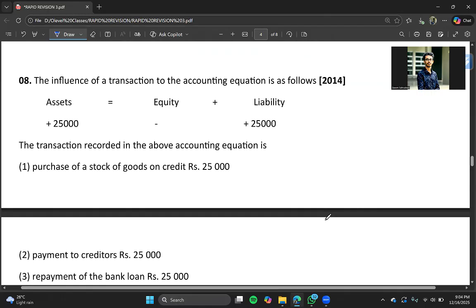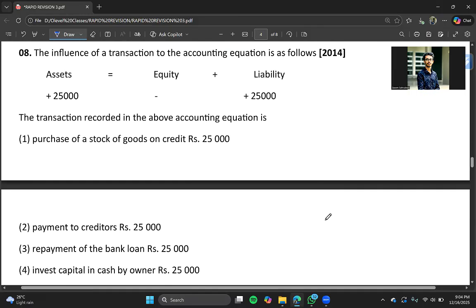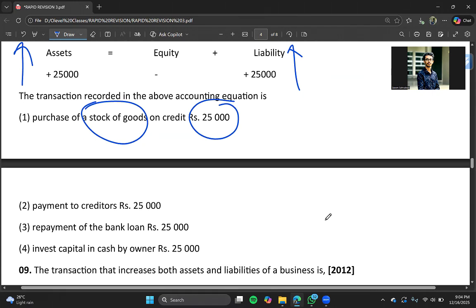And then the next: the influence of a transaction to the accounting equation is as follows. 25,000 increase in assets, 25,000 increase in liabilities. So what has happened? You have purchased stock of goods on credit for rupees 25,000. So stock of goods increases by 25,000, and liability increases by 25,000 because you are purchasing it on credit.